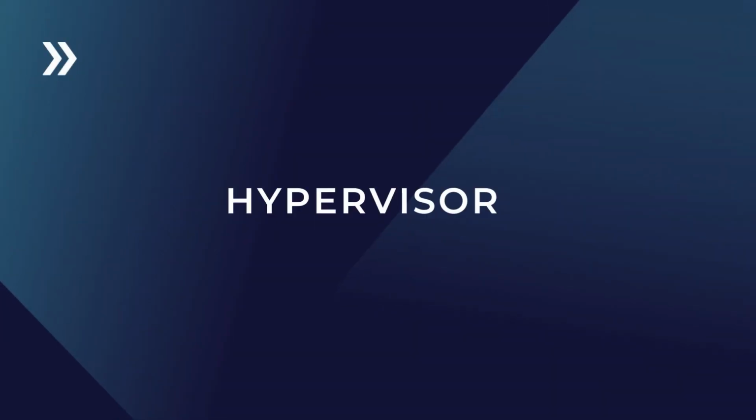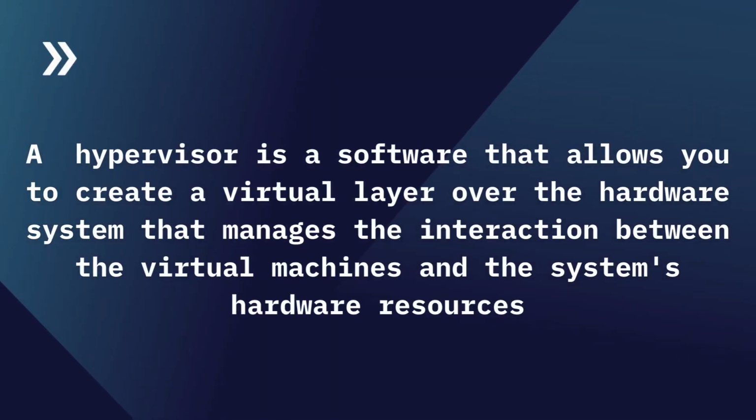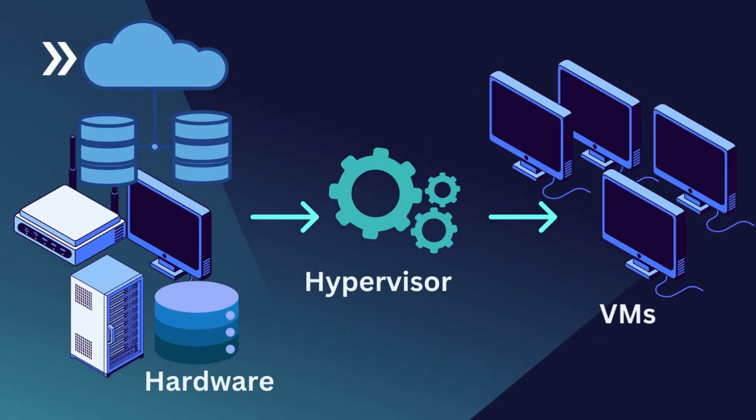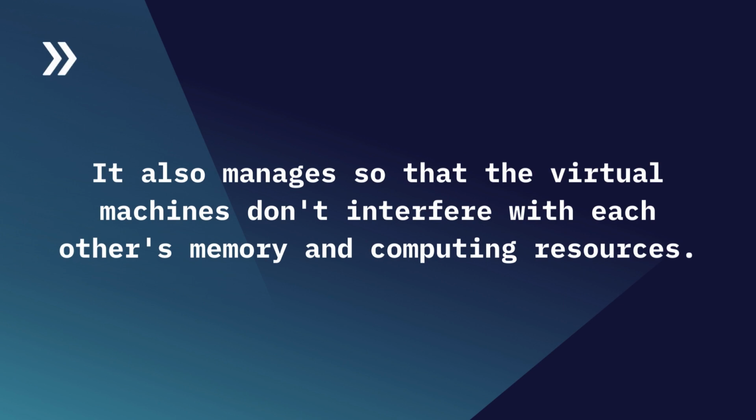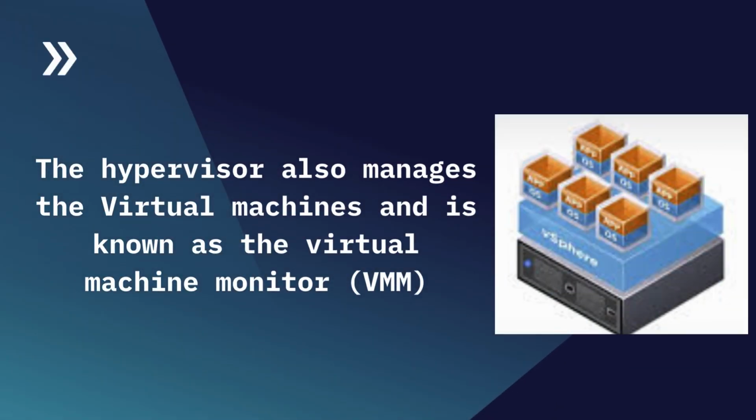Hypervisor. A hypervisor is software that allows you to create a virtual layer over the hardware system that manages the interaction between the virtual machines and the system's hardware resources. It acts as a connection between the physical system and virtual machines to ensure proper access to the hardware resources. It also manages the virtual machines so that they don't interfere with each other's memory and computing resources. The hypervisor is also known as the Virtual Machine Monitor (VMM).